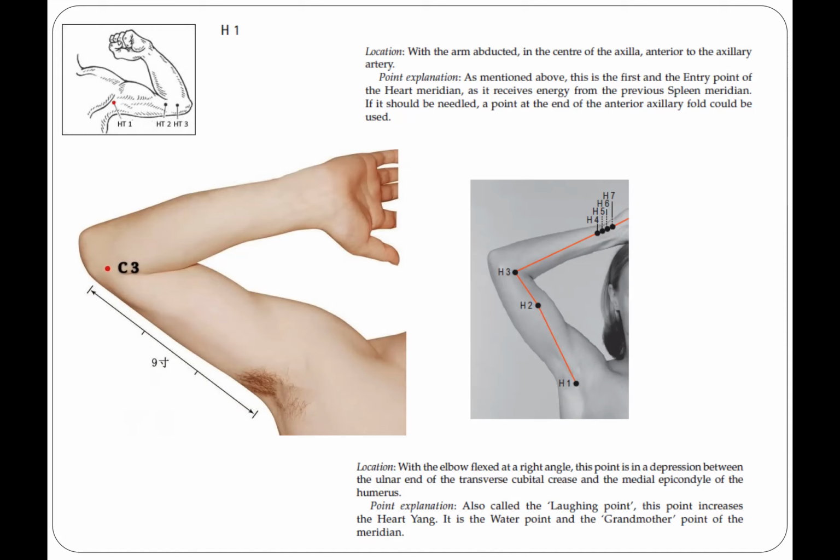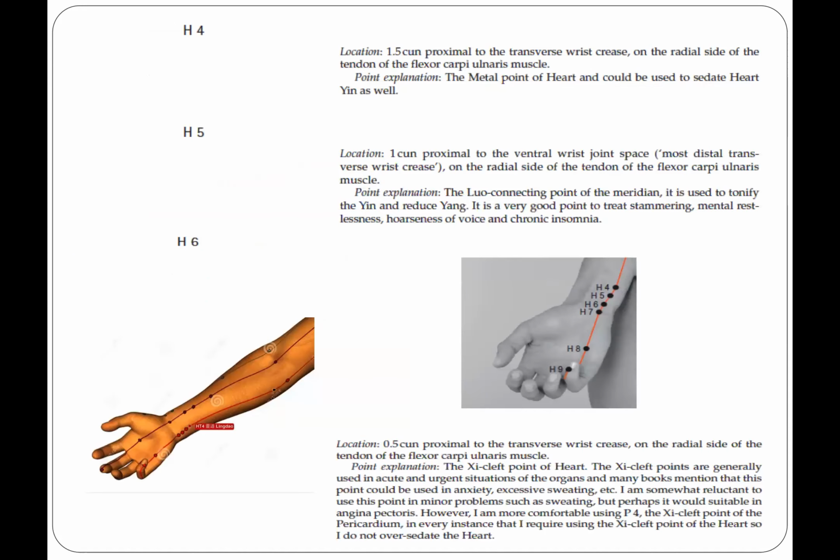Then we have heart 3. Heart 3 is located with the elbow flexed at a right angle. This is in a depression between the ulnar end of the transverse cubital crease and the medial epicondyle of the humerus. This is also called the laughing point. Heart 3 increases heart yang. It is the water point and the grandmother point of the channel or meridian.